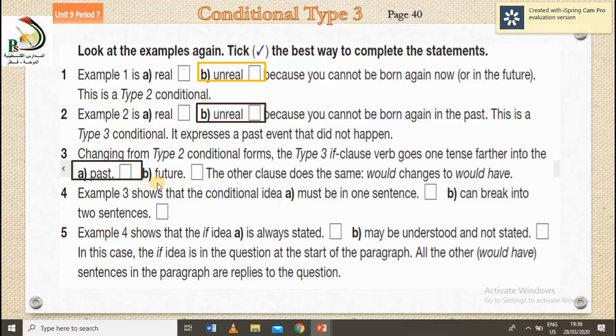Number 4, example 3 shows that the conditional idea must be in one sentence or can be broken into 2 sentences. Why not? It can be broken into 2 sentences. Example 4 shows that the if idea is always stated, or it may be understood. It may be understood. You don't have to repeat it. The main clause can be repeated, but the if clause is always understood.